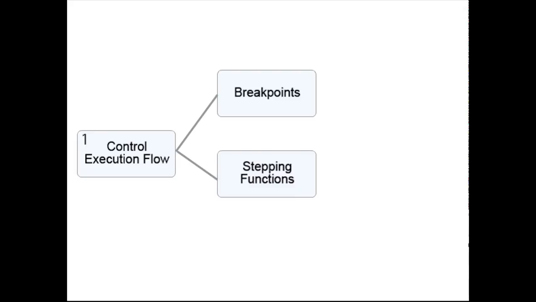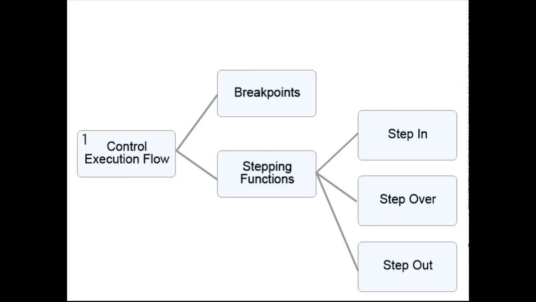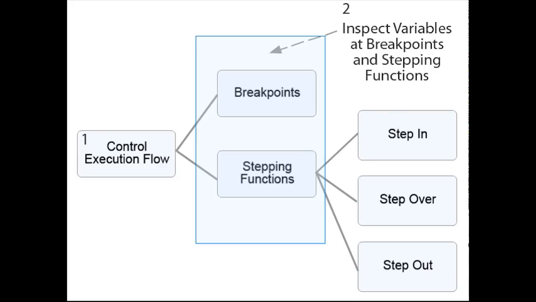The execution flow of a script can be controlled using breakpoints and stepping methods such as step in, step over, and step out. Then we inspect variables at each step. This helps us step through the code and identify any bugs or issues.